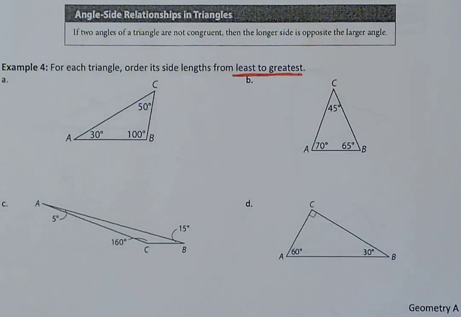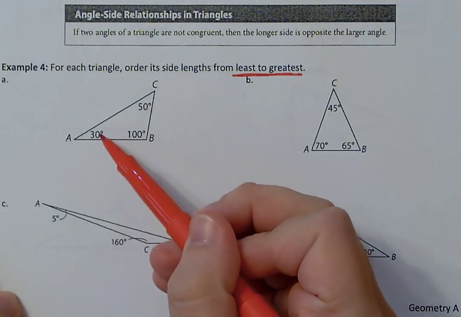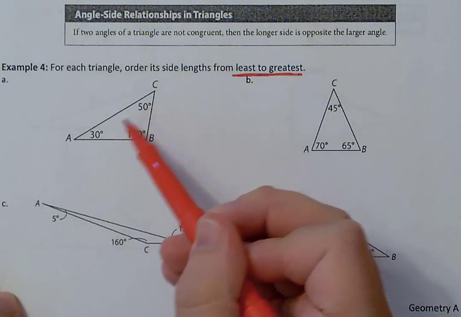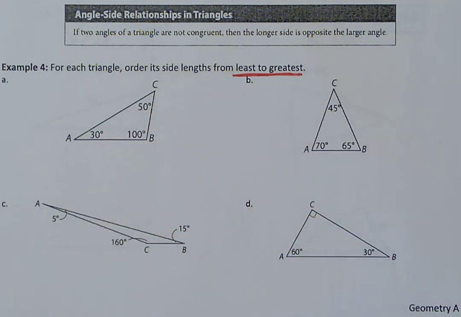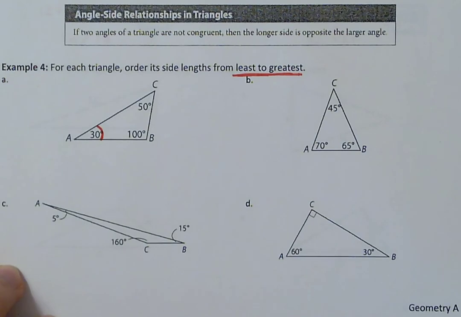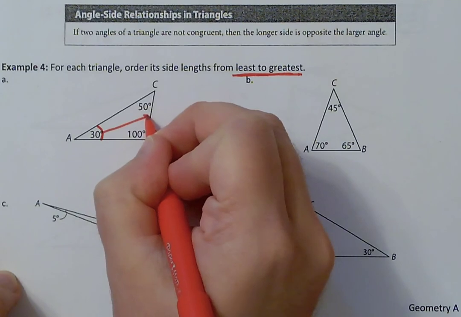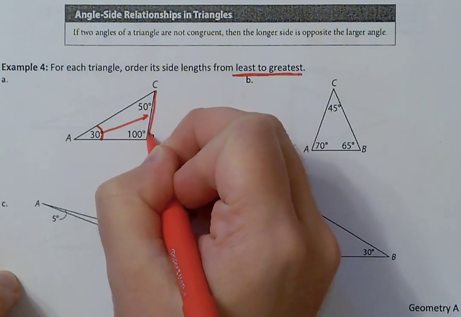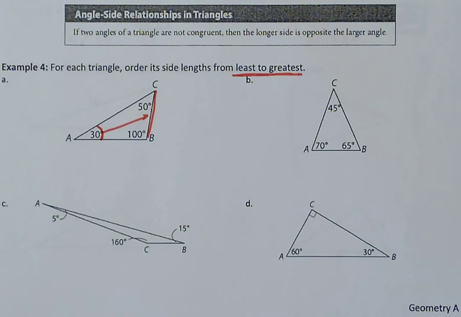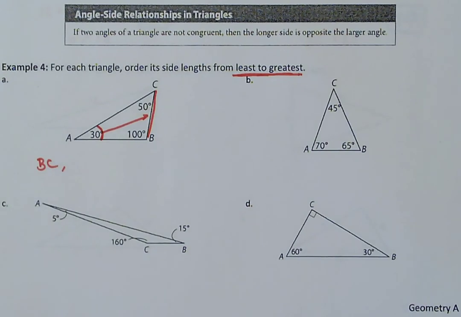So, for example 4, again, we are doing least to greatest, so we're doing smaller to bigger. So if we look at example 4a, for triangle ABC, we've been given the angle measures of 30, 100, and 50. So between 30, 100, and 50, which of those three is my smallest angle? Angle A at 30 degrees is my smallest angle. So we have to go to the side opposite, which in this case is BC. So that means BC is going to be my smallest side length in this triangle.